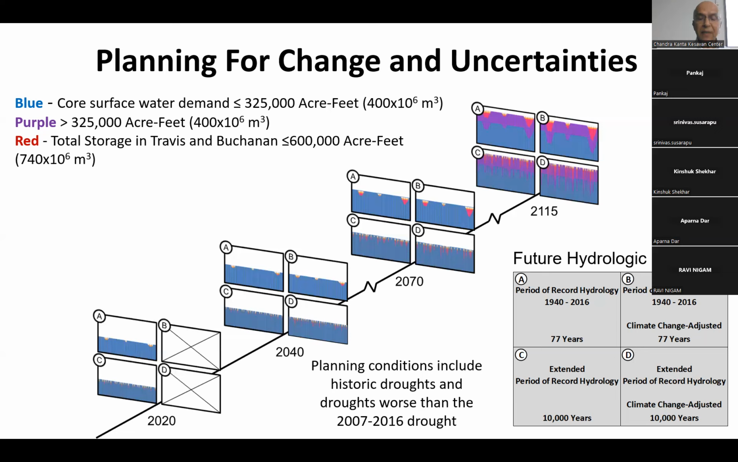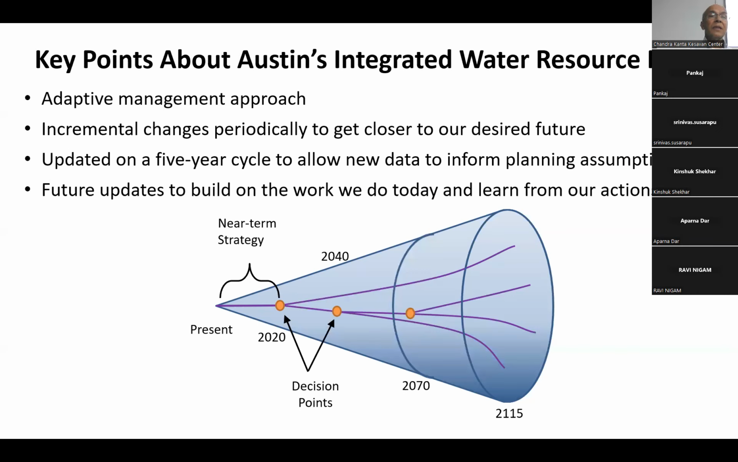So then we have to look for different alternative methods. This is the thing I already mentioned, the adaptive management approach. Adaptive management meaning basically you go and you see how things are and then you make changes. So incremental changes periodically to get closer to our desired future. And then the whole plan will be updated every 5-year cycle. So the first one is coming up next year in 24. The work has already begun to update that. And then future updates, of course, build on the work we do today and learn from our actions how things will change. So as things change, we evolve and we change also. That's what adaptive management practice is.